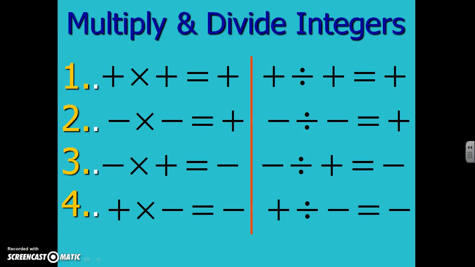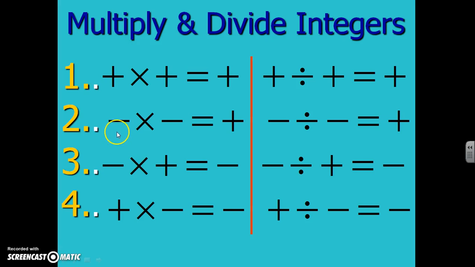Hello, sixth graders. Today we're going to learn how to use the rules for multiplying and dividing integers. When you multiply a positive and a positive, the product is positive. When you divide a positive and a positive, the quotient will be positive.